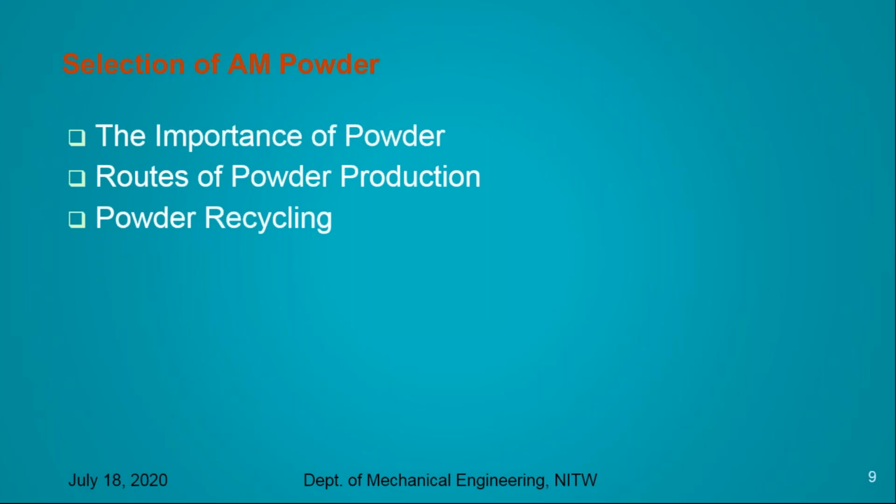So how do we select the additive manufacturing powder? On what basis? As I've discussed, the flowability properties, the flow properties, the superficial particle fraction, as well as the powder production methods. The important points are the importance of the powder, meaning how important the powder is, the route of production of that powder, and the powder recycling. These are the three major considerations when you are selecting additive manufacturing powders.